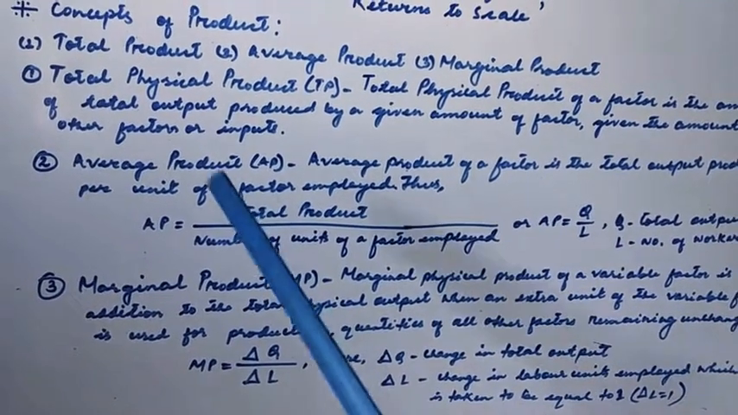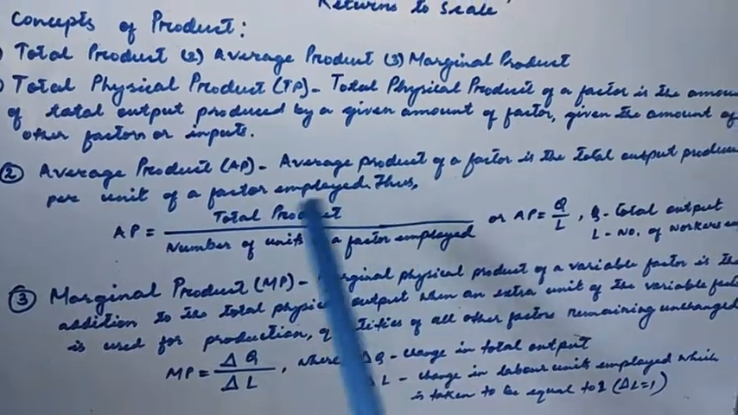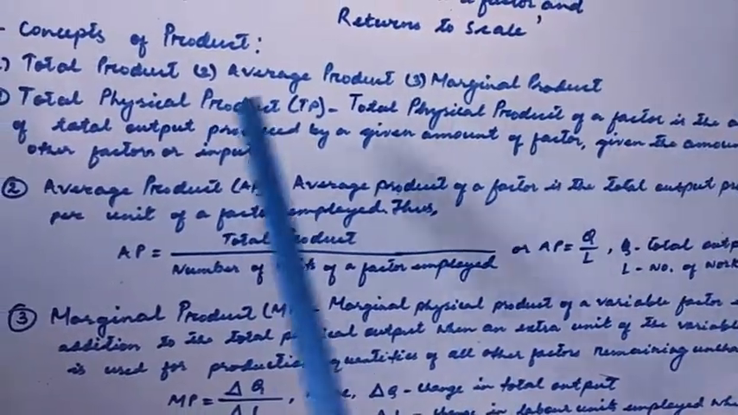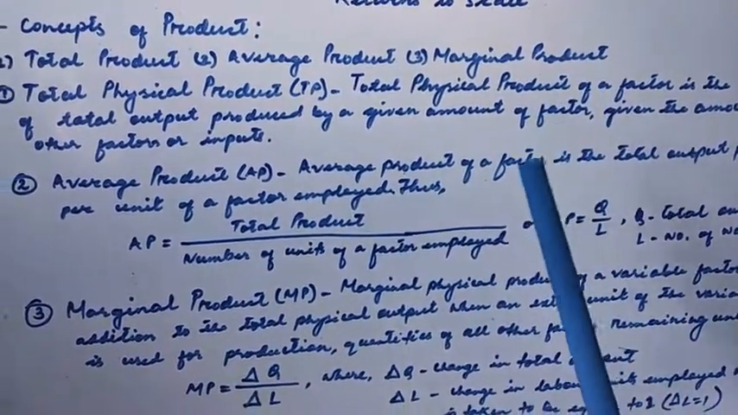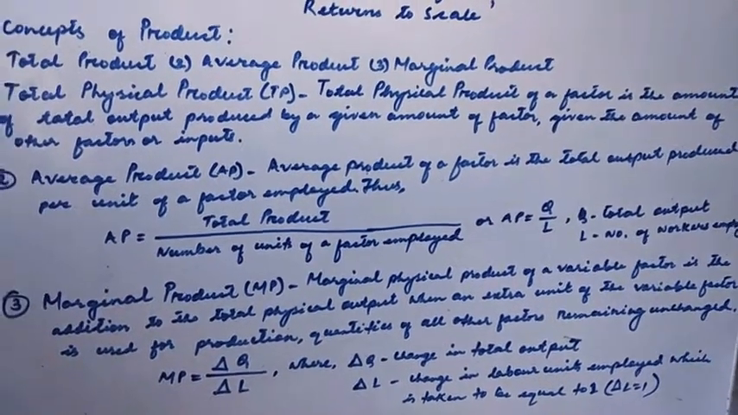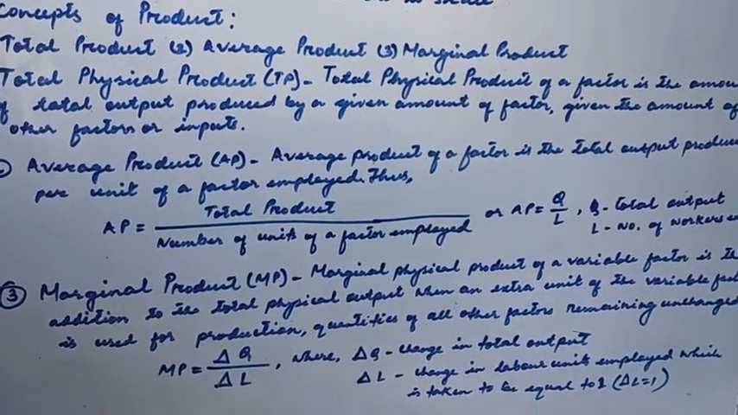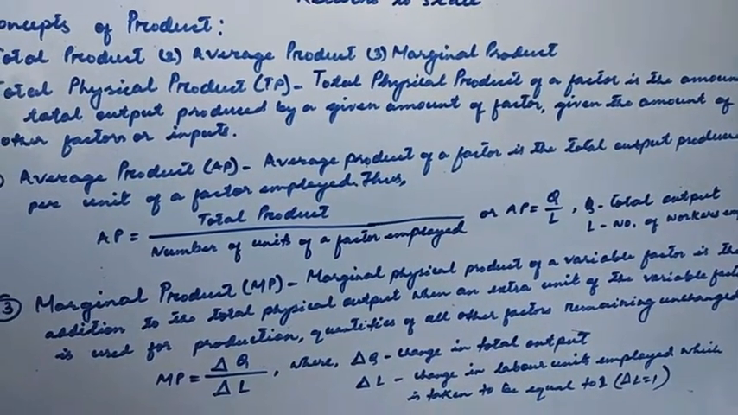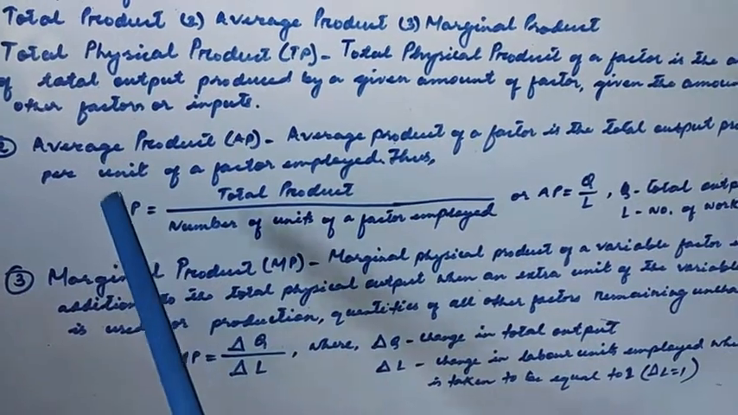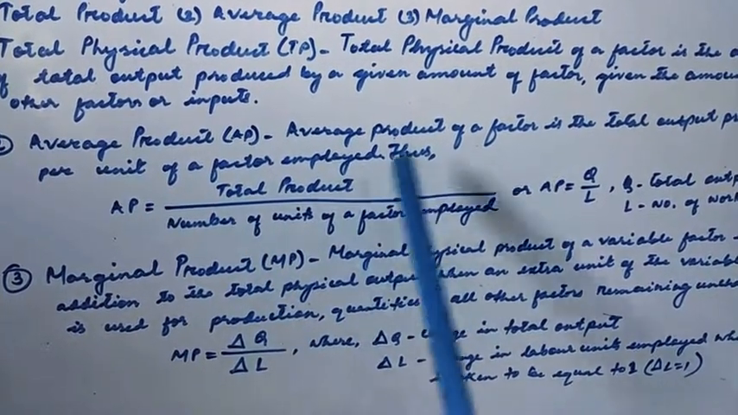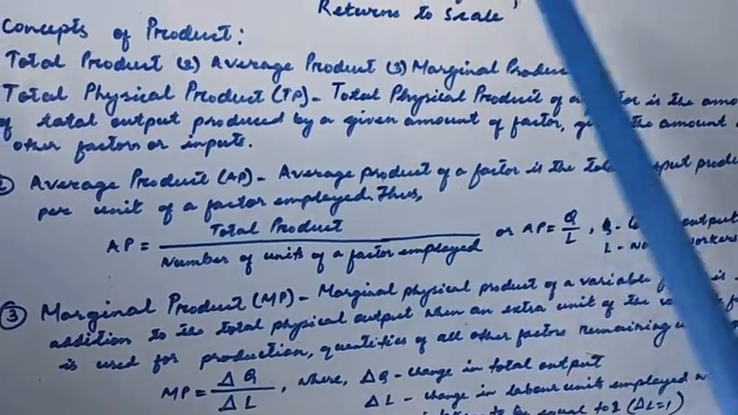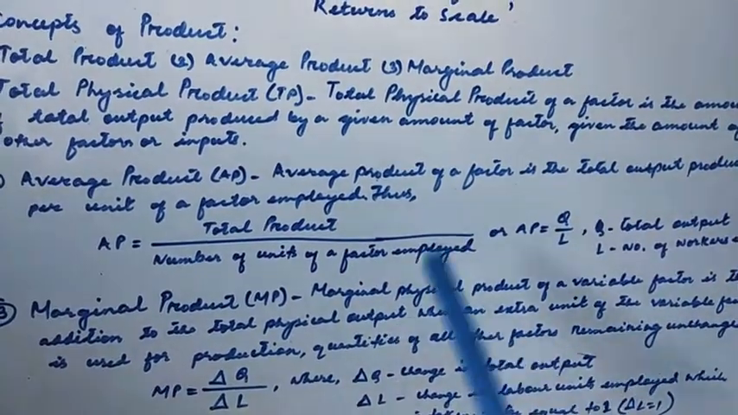The second one is average product, represented by AP. So average product of a factor is nothing but the total output produced per unit of a factor employed. So when you talk about average, it has to be taken in consideration with per unit of factor employed. So how much amount of output is produced per unit of a factor employed? So it is given like this: AP is equal to total product, which will be divided by the number of units of a factor employment.